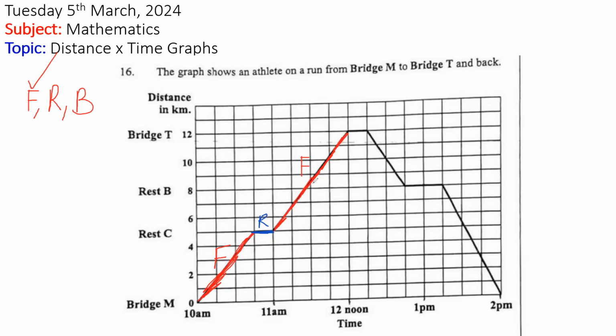Make sure you draw this graph inside of your book. Draw all of the labelings and all of the times. Now, we have, yet again, a horizontal line. What does this horizontal line tell us about the object? The object is at rest. The object is not moving. The object is stationary. That's what this tells us.